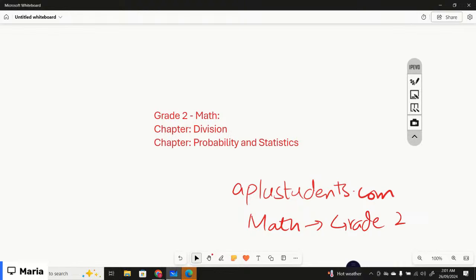We're going to start with the chapter division. Then we'll start the chapter probability in statistics. So please make sure you have your notebook and pencil so that you can note down the important examples and definitions as well, right?